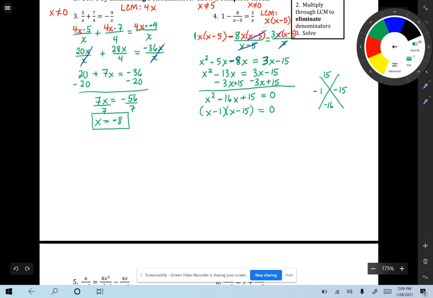Now to solve for x, use the zero product property, ZPP. Set each factor equal to 0. So x minus 1 equals 0, x minus 15 equals 0. Add 1 to both sides, you get x equals 1. Add 15 to both sides, you get x equals 15. Check to see if either of those will be restrictions. They're not, because it's not x equals 5, nor x equals 0. So we are golden.